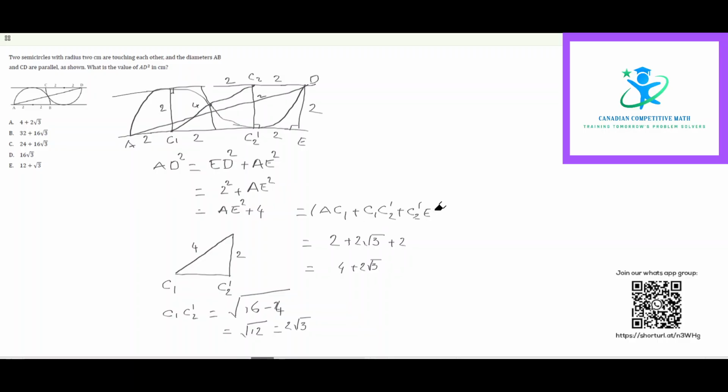So we need to square this plus 4. Squaring this plus 4 plus 1, this will be equal to 16 plus 16 root 3 plus 12 plus 4. It's 28 plus 4, 32, plus 16 times root 3. So the answer is B.